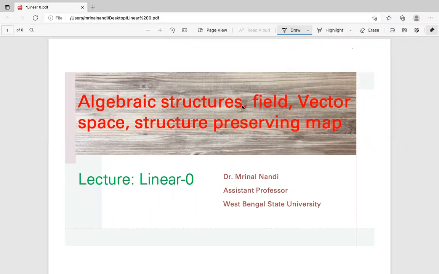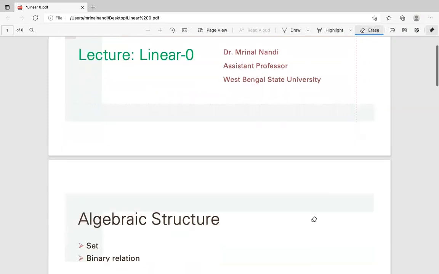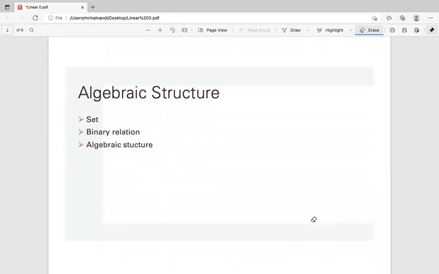Today we are going to talk about algebraic structure, field, vector space, structure preserving map. So, what is algebraic structure? To understand algebraic structure, we first have to understand what a set is, what a binary relation is, and then algebraic structure. All of you know what a set is.